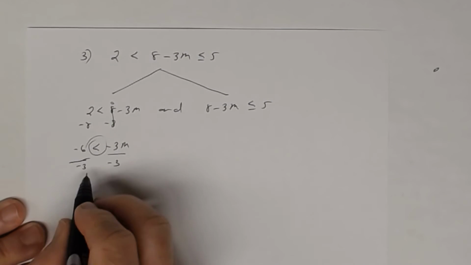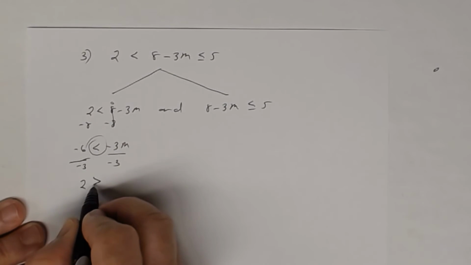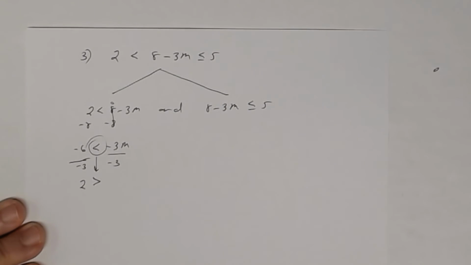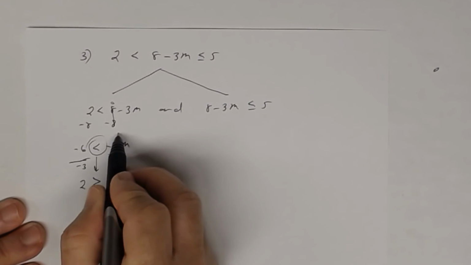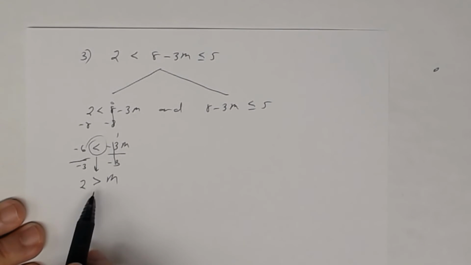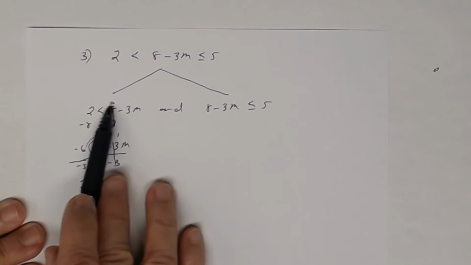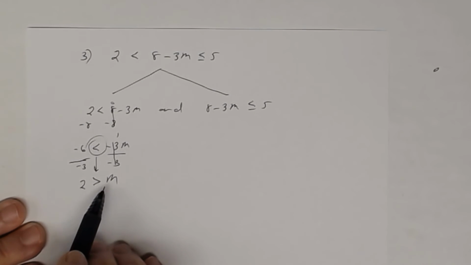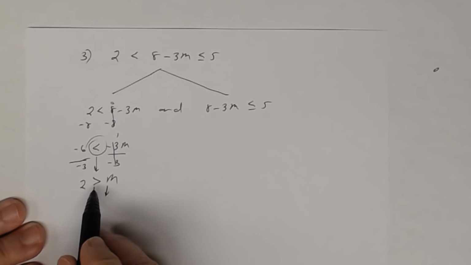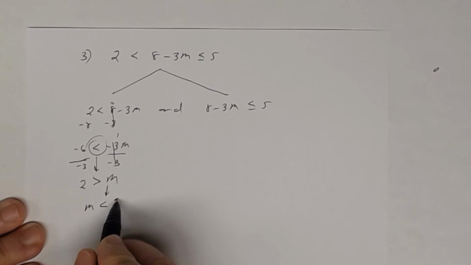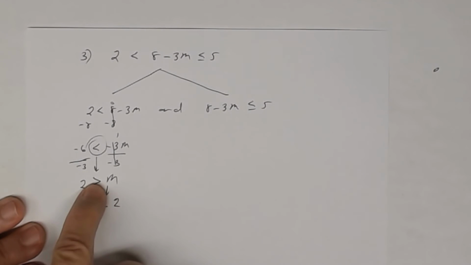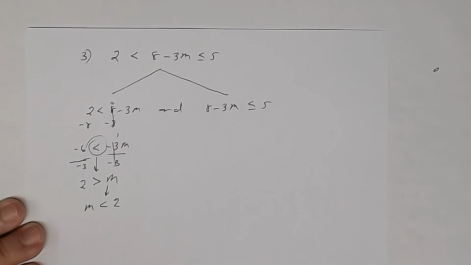Negative 6 divided by negative 3 is 2. So 2 is greater than, you got to reverse, 2 is greater than, and then negative 3 divided by negative 3 is 1. 1 times m is m. So the solutions to this simple inequality would be any real number that is, see you have 2 is greater than m, so any real number that's less than 2. So 2 is the greatest. So any real number less than 2. All right, so that's the solution to this.